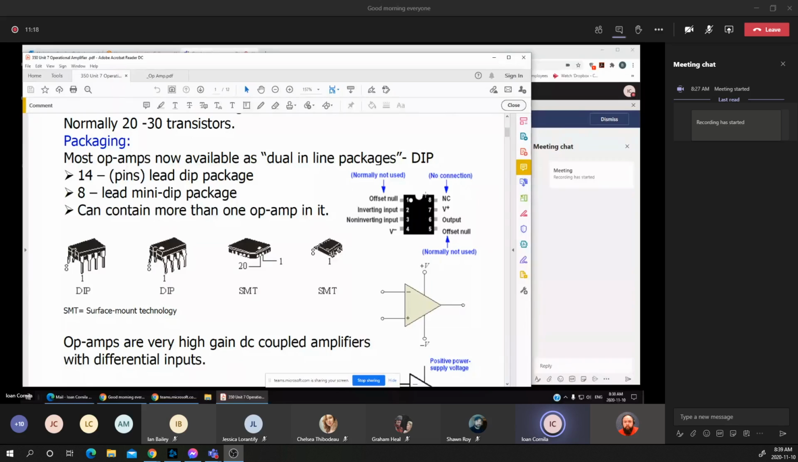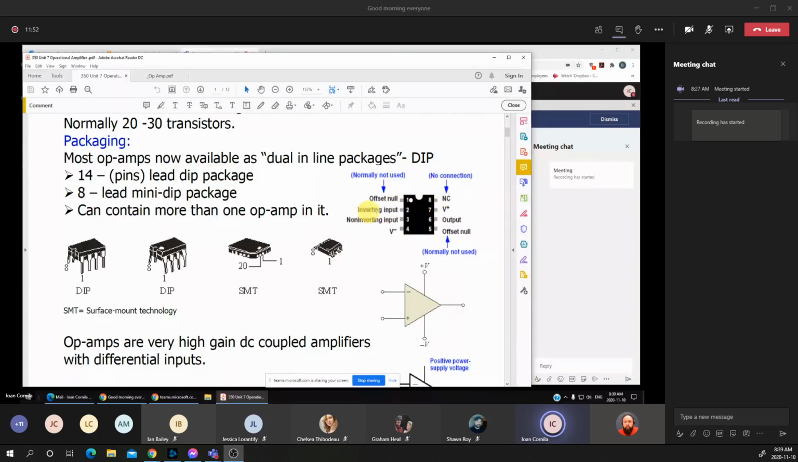It's marked with a key. You notice that I can have that key dent in the case of the integrated circuit, or sometimes we'll have a dot. That white dot is always on pin 1, and we are going counterclockwise to label all the pins from 1 to 4 on one side, 5 to 8 on the other side.